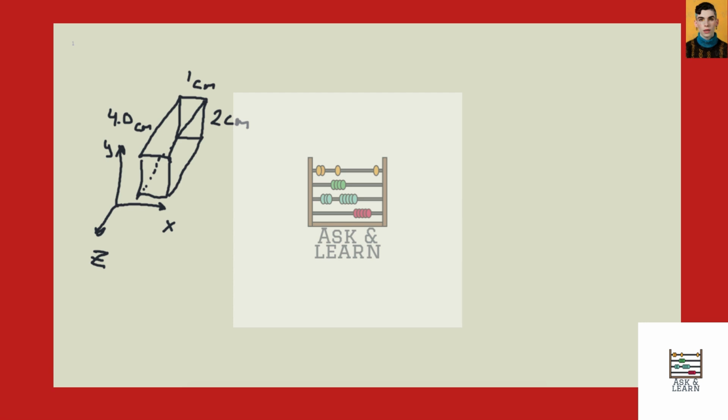Hi all, Alex B here with another question on electric currents and resistance from Chapter 25 of Giancoli's Physics for Scientists and Engineers. So the problem tells us that we have a chunk of carbon, which I've already drawn here, which measures 1 centimeter by 2 centimeters by 4 centimeters. And the question asks us to calculate the resistance for current passing along various directions through this chunk.